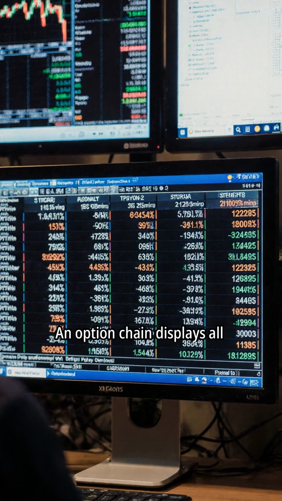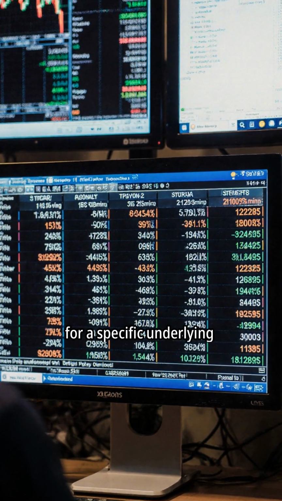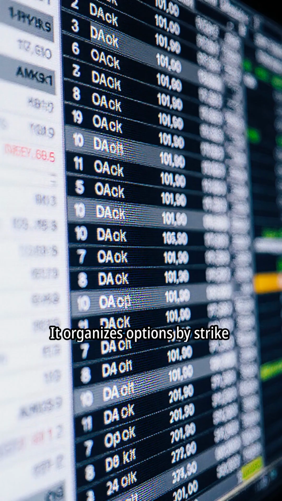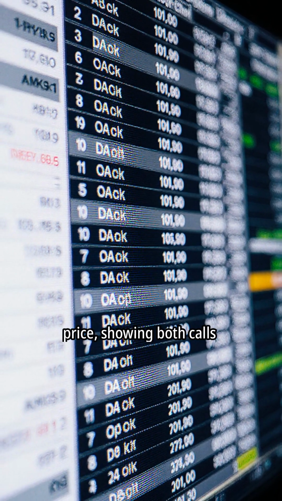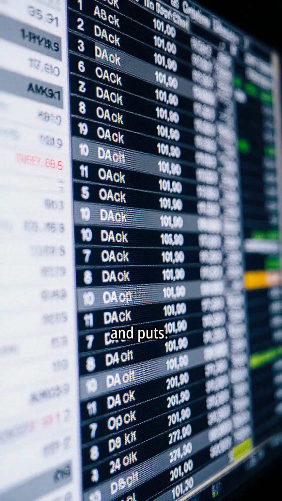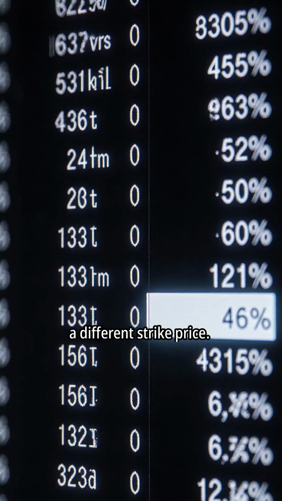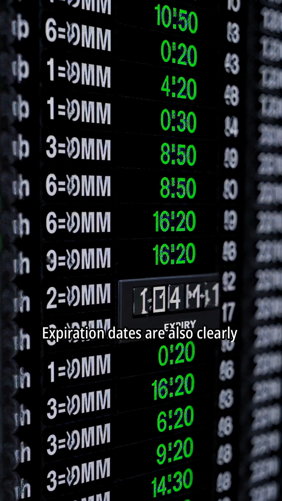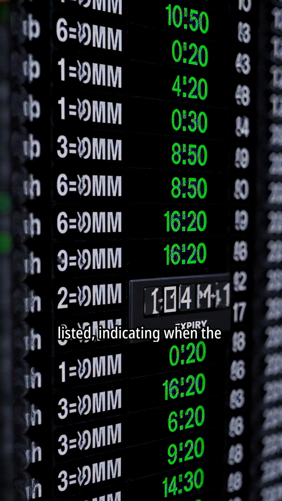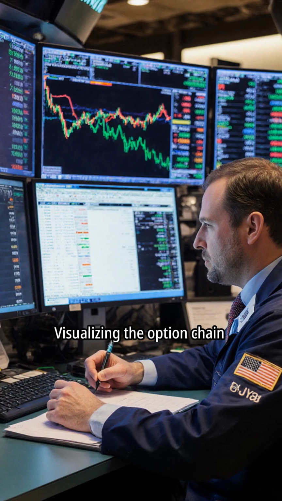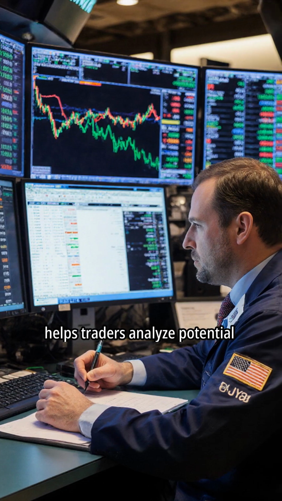An option chain displays all available option contracts for a specific underlying asset. It organizes options by strike price, showing both calls and puts. Each row in the chain represents a different strike price. Expiration dates are also clearly listed, indicating when the options expire. Visualizing the option chain helps traders analyze potential strategies.